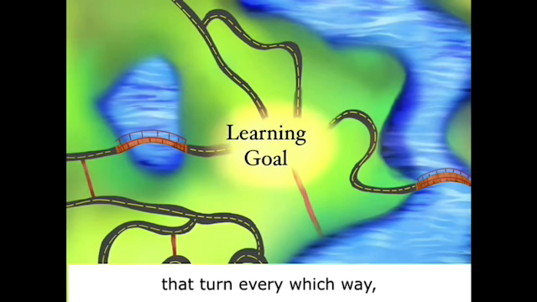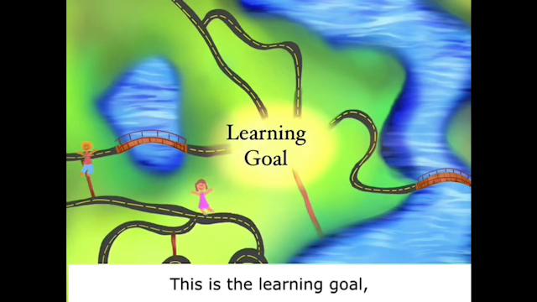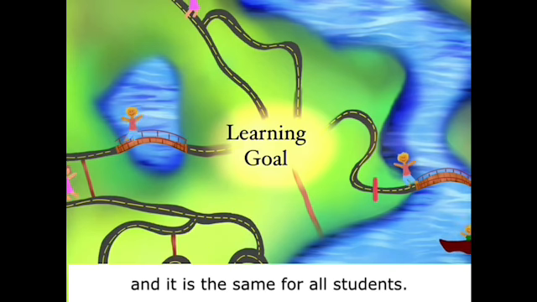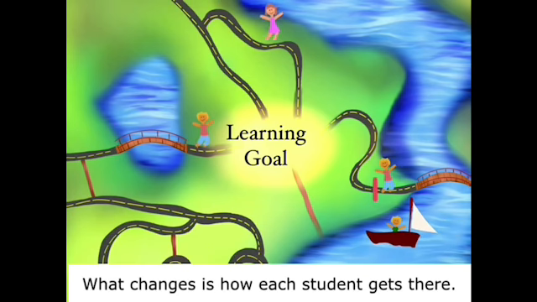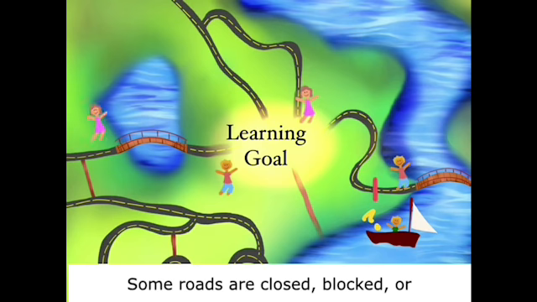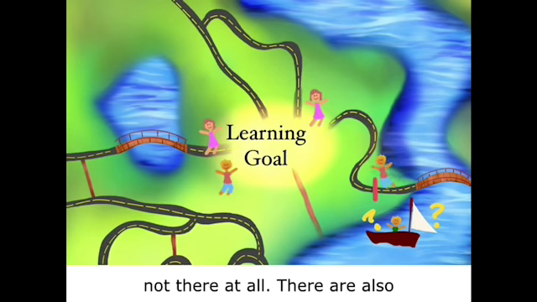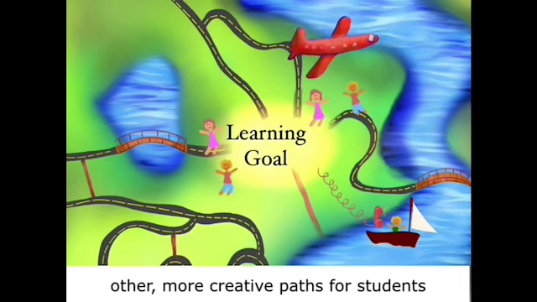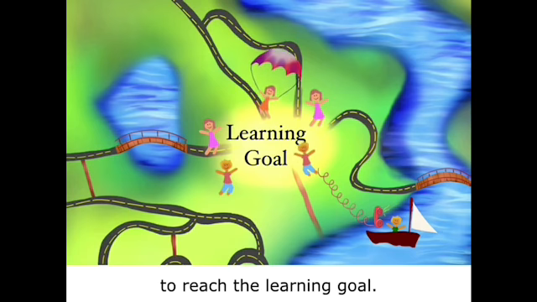Imagine a roadmap with twisting roads that turn every which way, but all end up at the same place. This is the learning goal, and it is the same for all students. What changes is how each student gets there. Some roads are closed, blocked, or not there at all. There are also other more creative paths for students to reach the learning goal.